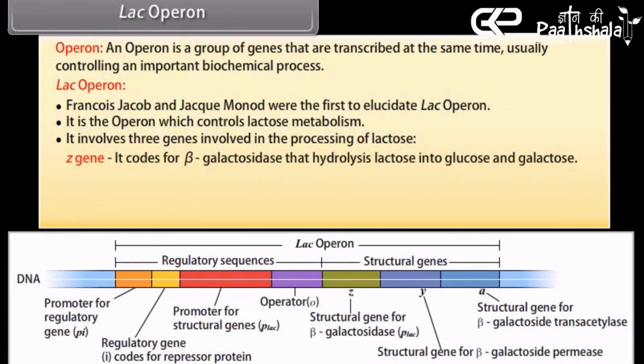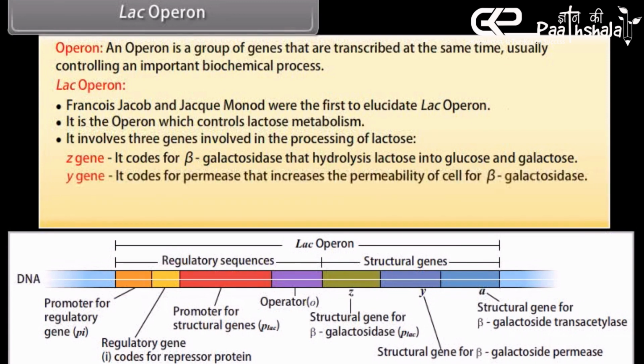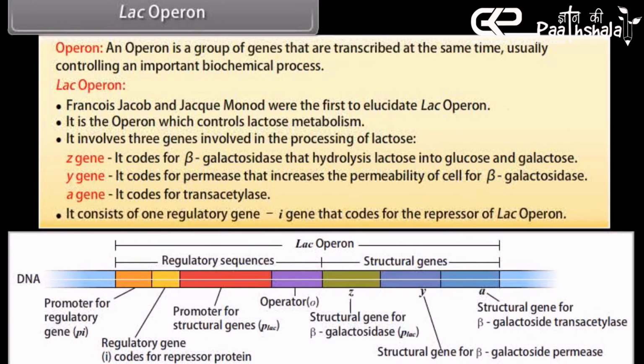Z gene. It codes for beta-galactosidase that hydrolyzes lactose into glucose and galactose. Y gene. It codes for permease that increases the permeability of cell for beta-galactosidase. A gene. It codes for trans-acetylase. It consists of one regulatory gene, I gene, that codes for the repressor of lac operon.